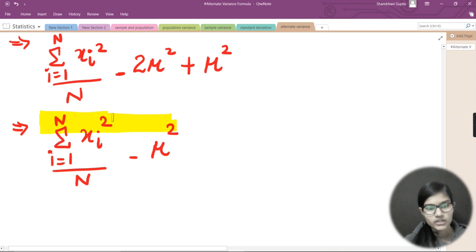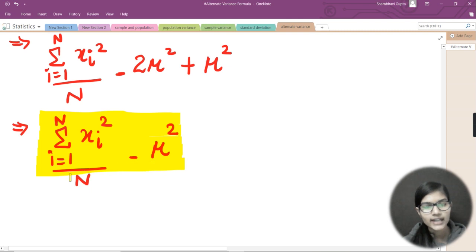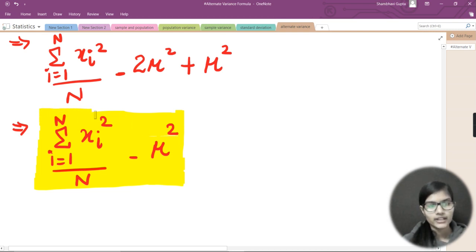Now let me just highlight it. And I hope you all have understood this derivation. Now I'm going to simplify it a little bit more to derive another formula for the population variance. I hope you all have written all the things with me, right? And if you have not written, then you need to see the video again and write that thing. Okay, so this is done.